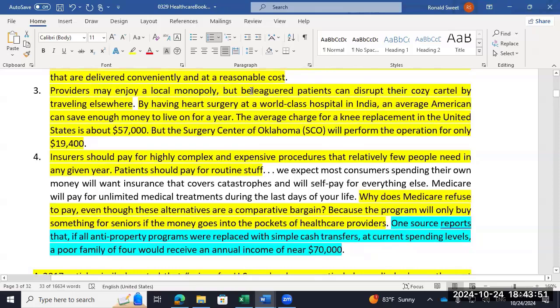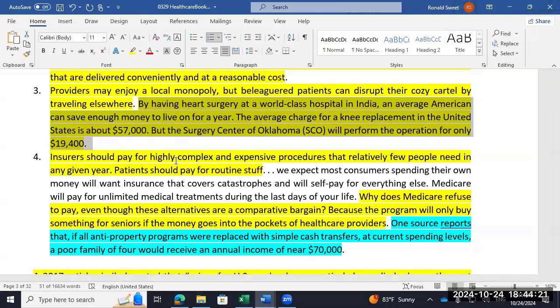Providers may enjoy a local monopoly, but beleaguered patients can disrupt their cozy cartel by traveling elsewhere. By having heart surgery at the world-class hospital in India, the average American saves enough money to live on for a year. The average charge for knee replacement, here's one for a different topic. You could put this under medical tourism, or you could put it under differences in quality and care costs. The average charge for knee replacement in the United States is $57,000, but there's a place in Oklahoma where the operation is only $19,400, but what's the quality difference?